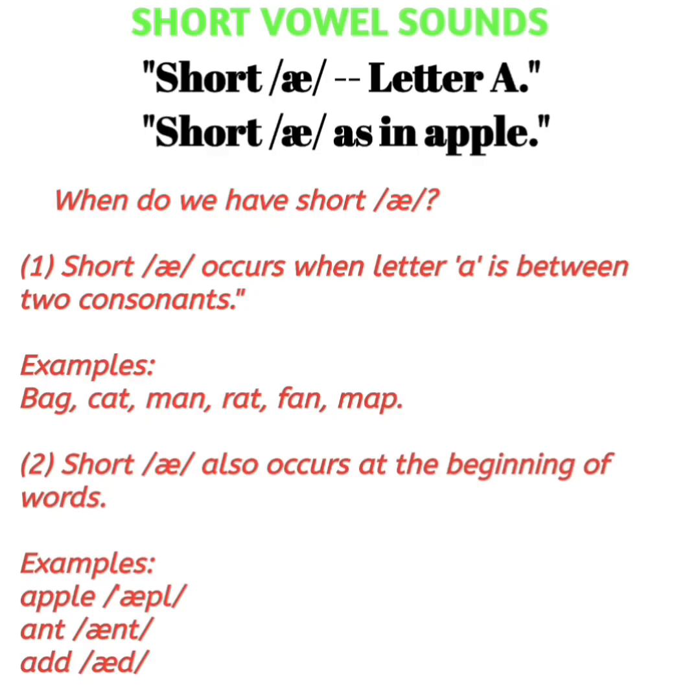So that is why I make this the first instance of when you have short a. Short a occurs when the letter A is in between two consonant letters. For instance, we have bag, cat, man, rat, and so on. In cat, C is a consonant letter, T is also a consonant letter, and we have the letter A between C and T. So the letter A will give short a. The same thing applies to map and rat. In all these instances, the a is short, and that's why we call them short and monophthong.